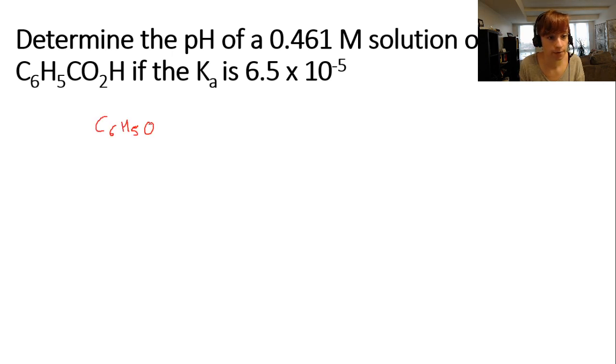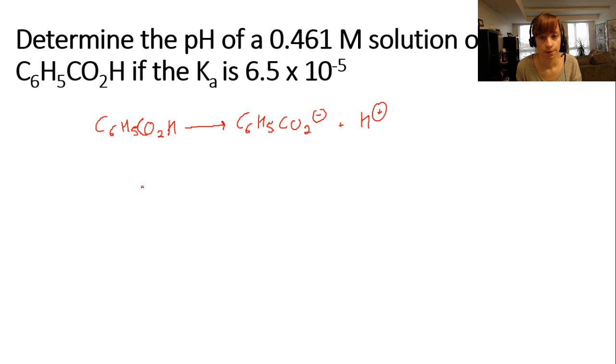C6H5CO2H. And if it got deprotonated, it would look like this, C6H5CO2 minus plus H plus. Okay, so we need to write out the acid-base equilibrium equation. And it's balanced. We should always double check to make sure our equations are balanced, no matter what, but it is.